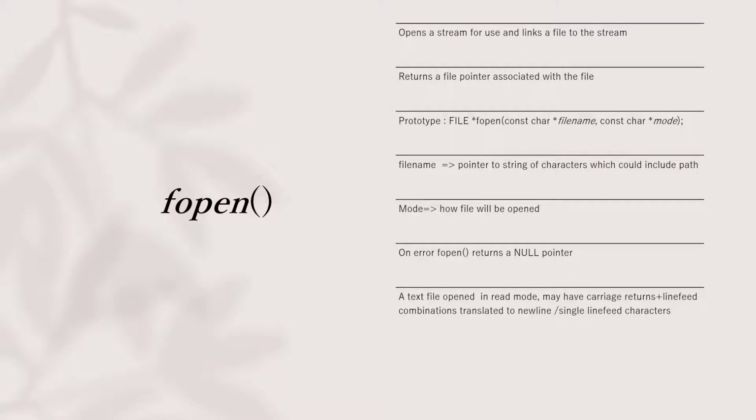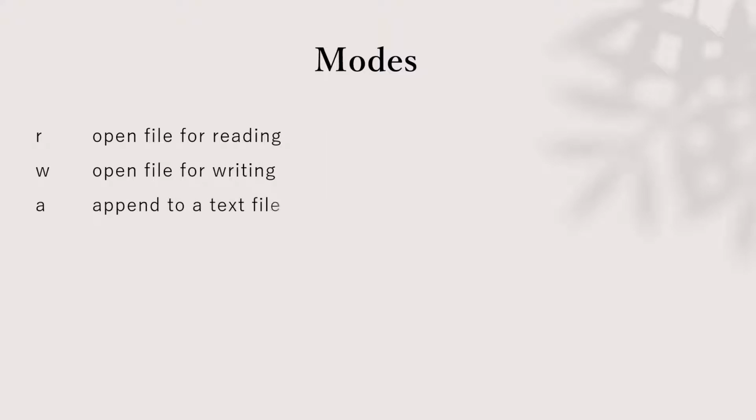A text file opened in read mode may have carriage return plus line feed combinations translated to the new line or single line feed character. Remember, new line and line feed have the same ASCII code, which is 10. And of course, the opposite will happen when writing to files. To modes now, we have r for opening the file for reading, w for writing, a for appending, in which case the file position indicator will be placed at the end of file, which means we cannot really read this file. We can append to it though.